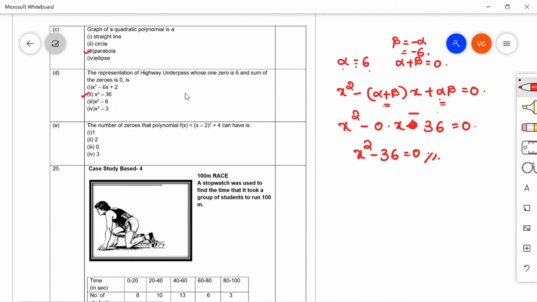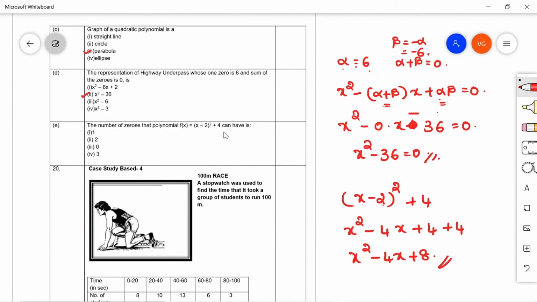Right. Next, the last part here is the number of zeros that polynomial f of x is equal to x minus 2 whole square plus 4 can have. Simplify x minus 2 whole square plus 4. This is of the form a minus b whole square. So x square minus 4x plus 4 plus 4. That gives you x square minus 4x plus 8.